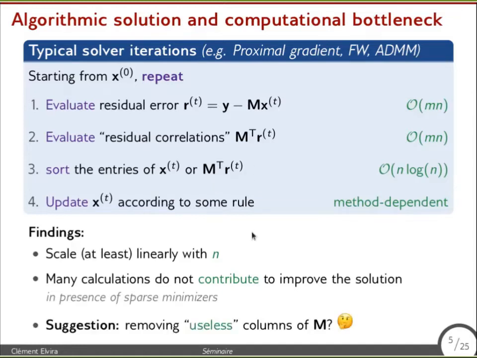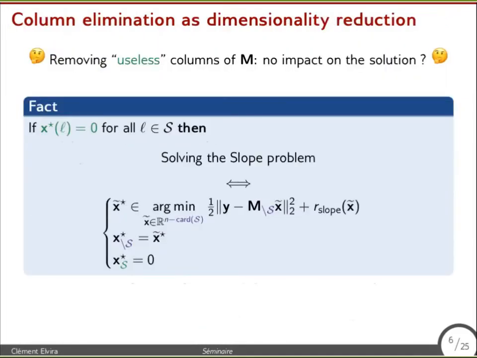So this finding suggests the idea of removing some columns that can be considered as useless, meaning that they will not contribute to the reconstruction. To be more precise, we can formalize what I just said by removing useless columns. The idea is that if you have the prior knowledge that some entries will be 0 in the solution, let's say the entries indexed by L, you can equivalently solve a smaller optimization problem, this is not that difficult to show, where you remove the columns of M that are indexed by L.